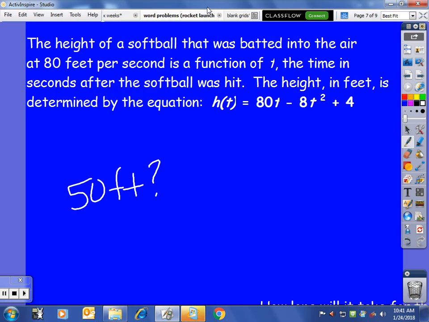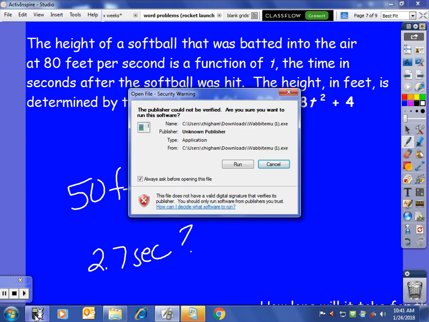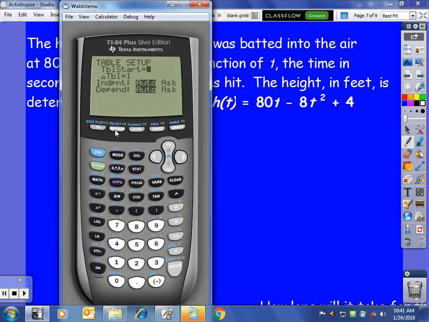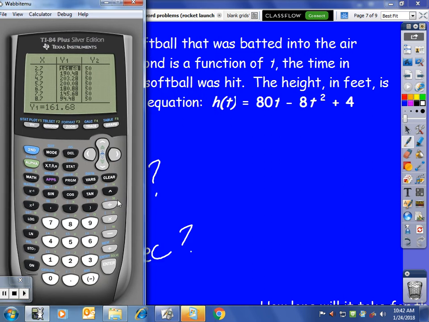And I also could say, where will it be at 2.7 seconds? So what do you do there? You can just go to table set in 2.7 seconds, second table, and it'll be at a height of 161.68 feet.